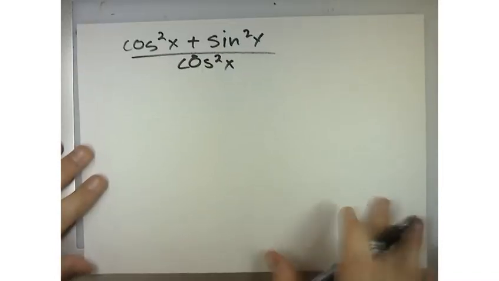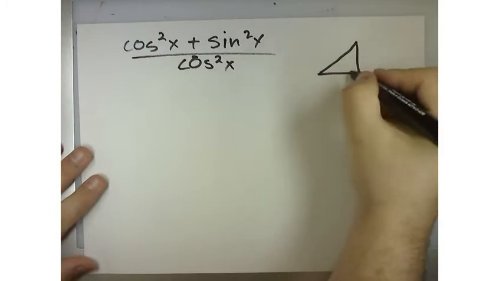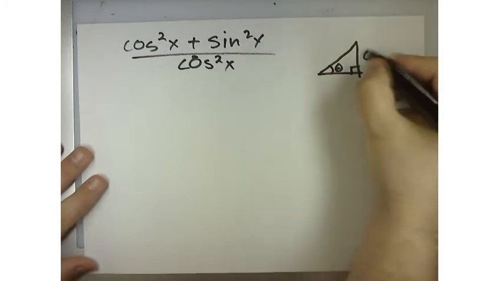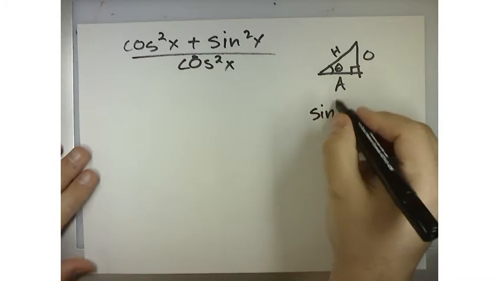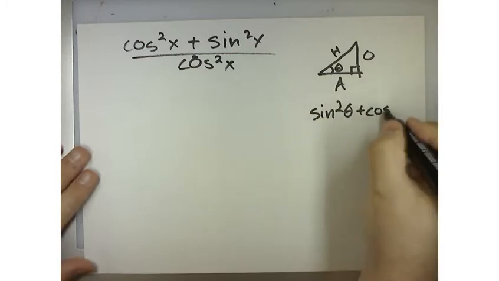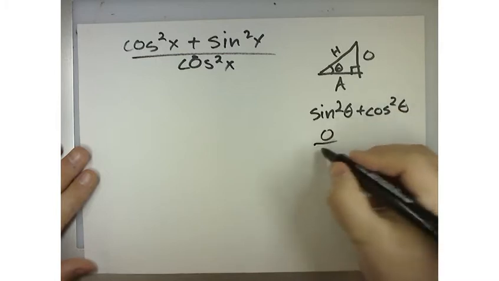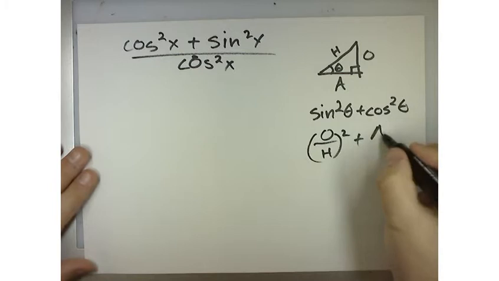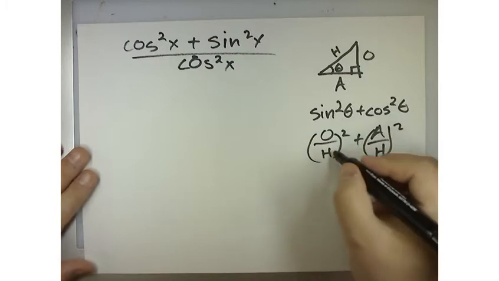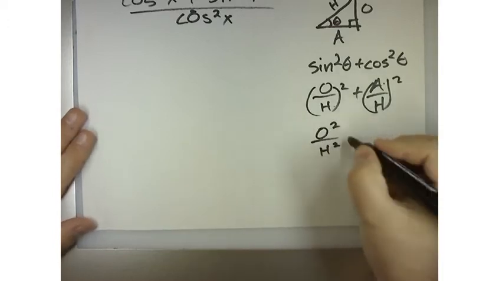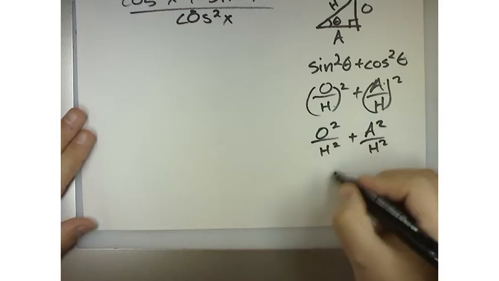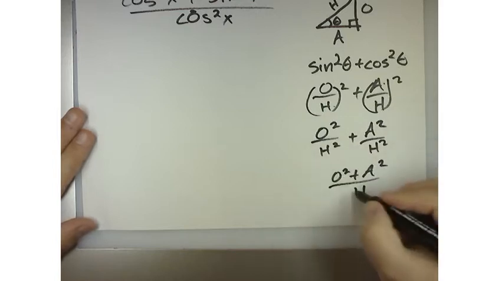And I'm going a lot faster today because we had to do some review, but we said that when you think of a right angle triangle with theta, this would be the opposite, this would be the adjacent, and this would be the hypotenuse. And we said that sine of theta squared plus cosine of theta squared is the opposite over the hypotenuse squared, plus the adjacent over the hypotenuse squared. I said it wrong, but I wrote it down right. Well, that gives me o squared over h squared plus a squared over h squared, which gives me o squared plus a squared over h squared.